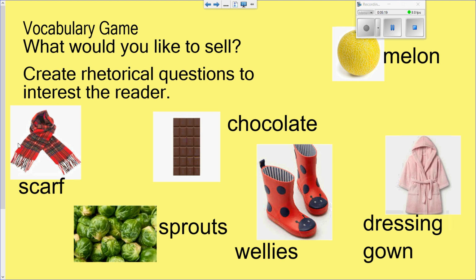I'm going to give you a couple of examples. I'm going to choose the scarf here, and I'm just going to verbally say a rhetorical question that I could start my persuasive writing with. So, are you fed up with your neck being cold? Are you interested in having a warm, cozy scarf around your neck? So there's a couple you could do for scarf, and I'll give you one more example. I'll use the chocolate because I love chocolate. Is bland, tasteless food boring you? Are you keen to try some delicious, creamy food? So there's a couple of examples of rhetorical questions.